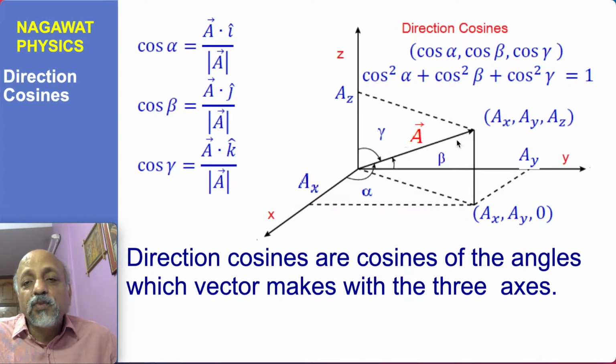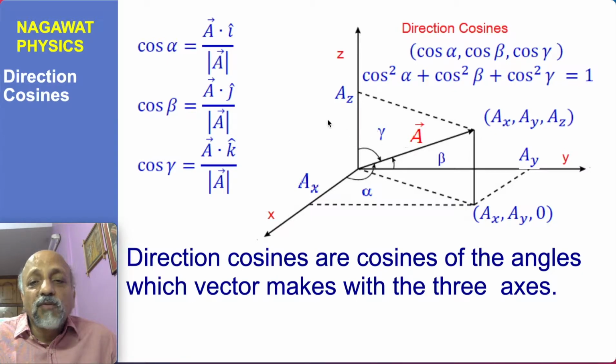Here the vector A can make, and is making, an angle with all the 3 axes. Let the angle which it makes with the x-axis be alpha, with the y-axis be beta, and with the z-axis be denoted by gamma. Then we can determine the projection in the same manner as we did in the case of 2-dimensional vectors: the projection of vector A along the x-axis would be the magnitude of vector A times cos alpha, similarly the projection along the y-axis would be the magnitude of A times cos beta, and along the z-axis the magnitude of A times cos gamma.